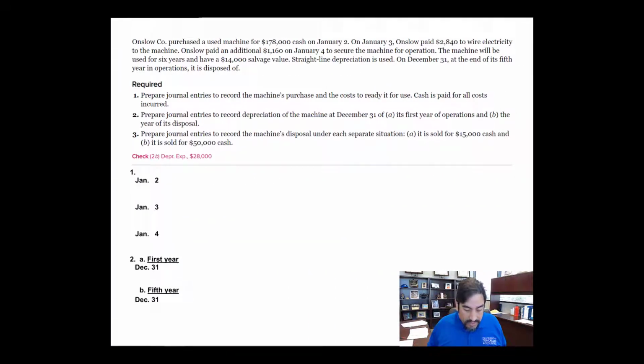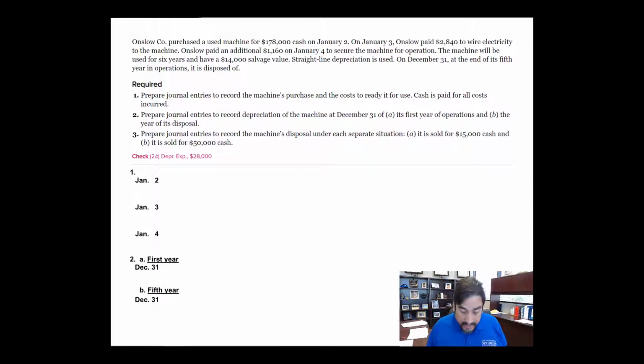Then we've got this. We bought a used machine for $178,000 cash on the 2nd. On the 3rd, we paid to wire electricity to the machine. On the 4th, we paid to secure the machine for operation. The machine is going to be used for 6 years, have a $14,000 salvage value, straight line depreciation. We got rid of the machine after the end of its 5th year. Prepare the journal entries.